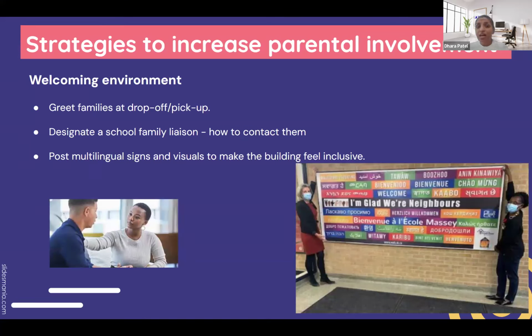Post multilingual signs, right? And visuals to make the building feel more inclusive, right? Like I said, that language barrier, right? I told you, my parents did not show up because they didn't understand. So imagine when parents start seeing language that they do understand. It's going to raise their confidence and be like, oh no, I want to be involved because I understand what is happening, right?